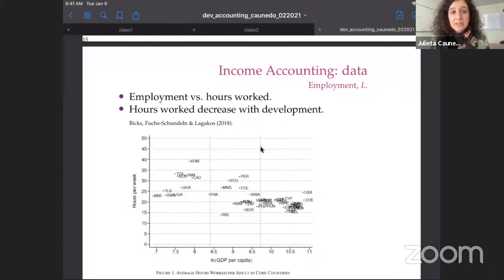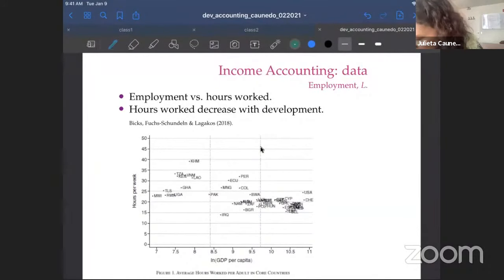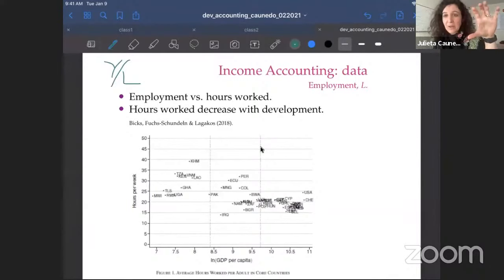Now, why is this important? Well, there is a paper by Bick, Fuchs-Schündeln, and Lagakos that shows that hours worked decrease with development. So people in rich countries work fewer hours than people in poor countries. Why is this important? Because remember, the object here is output per worker. If I divide by a systematically lower level of employment in poor countries, then I'm going to tend to increase the amount of output per worker. But what happens is that the amount of hours worked is higher in poor countries, okay?